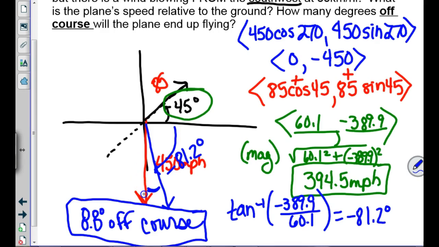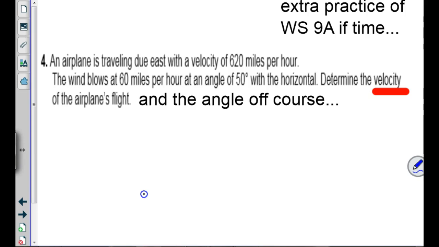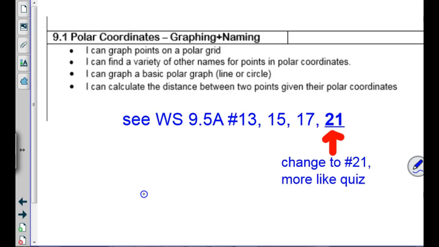Okay, for more practice on that, this one is on 9A. It's number 4. Okay, and it's keyed in the Google Classroom, but I'm going to keep going for right now. Are we good? We have 9.1 and 9.2 left to go over.